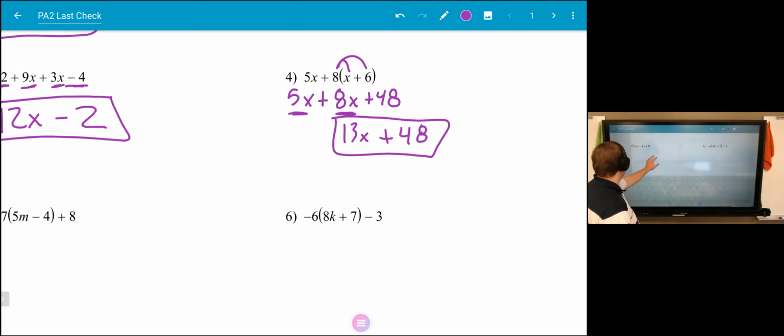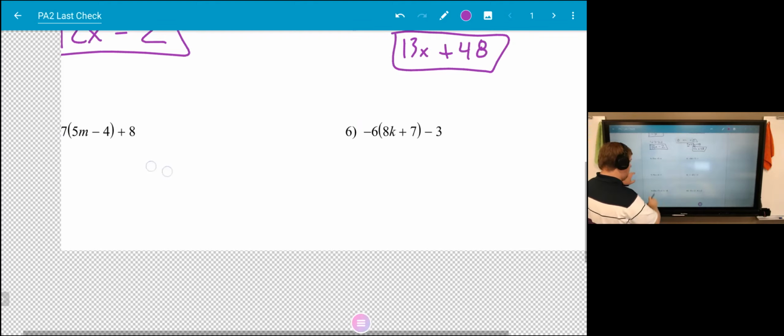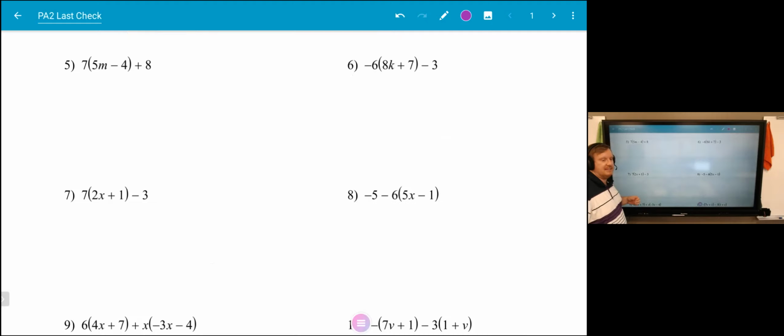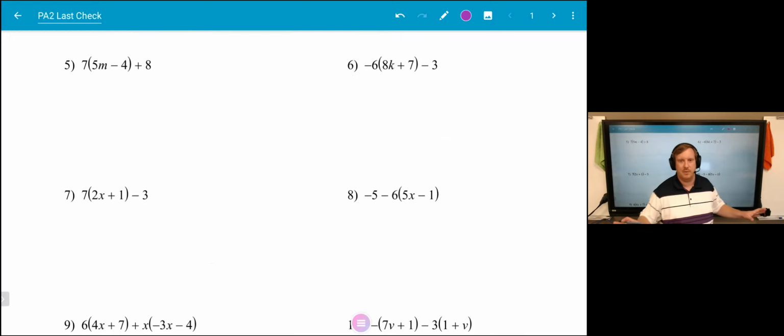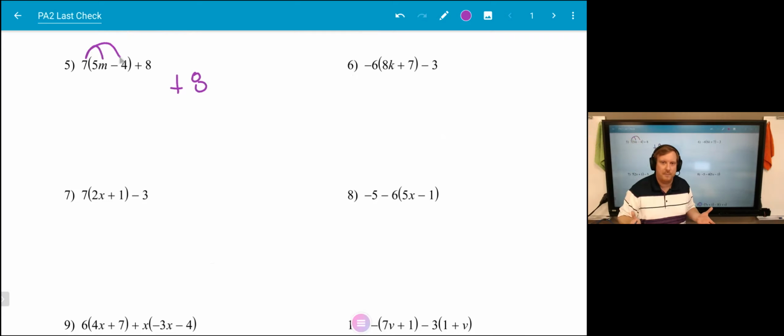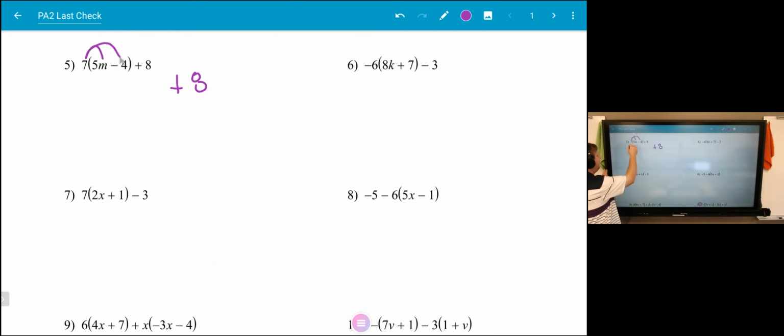All righty. Let's look here at number 5. It says 7 times, in parentheses, 5m minus 4, and then plus 8 at the end. Well, I'll tell you what, that plus 8, that's not in the parentheses. We're going to leave that alone until we're ready for it. I'm going to put that in the next line already. But I know I can distribute here: 7 times 5m and 7 times, this is essentially 7 times negative 4, okay? So 7 times 5m is 35m. 7 times negative 4, negative 28, okay?